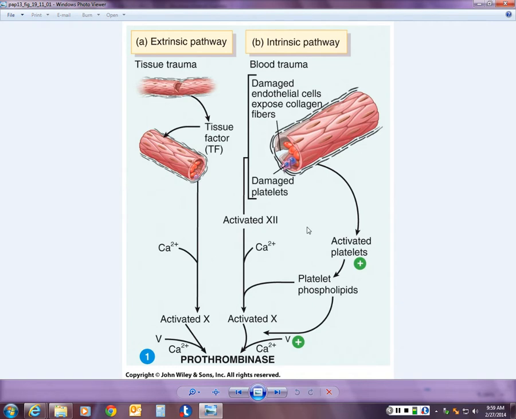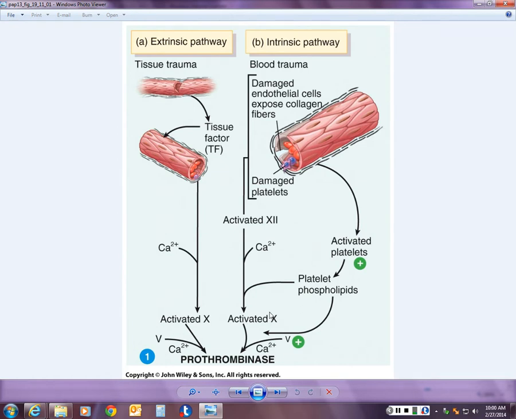The intrinsic pathway, as far as timing is concerned, is also a little bit slower than the extrinsic pathway. It's slower because typically the damage is not as severe. And if we follow the pathway on down, we can also see that calcium is required for this pathway. So calcium is necessary for both the extrinsic and also the intrinsic pathways to occur. And finally, at the end of the intrinsic pathway, you're also going to end up with the formation of prothrombinase. So, kind of contrasting, I guess we'll say, what I asked you to keep in mind for the extrinsic pathway.